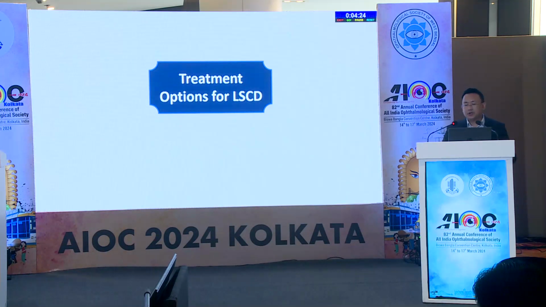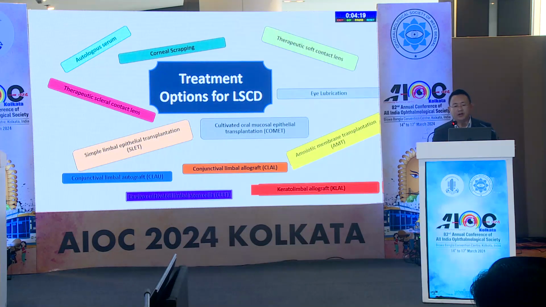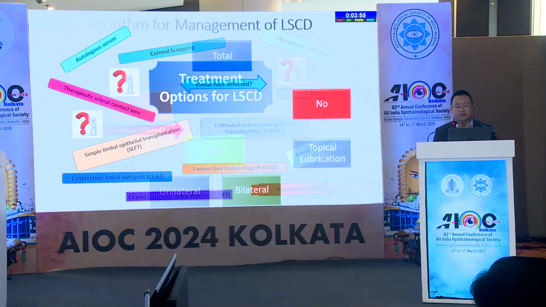For treatment options of limbal stem cell deficiency, we have a variety of options, starting from eye lubrication, autologous serum, corneal scraping, soft contact lens or scleral contact lens, and various stem cell transplantations like SLET, COMET, AMT, CLAL, conjunctival limbal autograft, ex vivo cultivated limbal cells, and keratolimbal allograft. All these options are there, but we have to be very judicious and see which option will be best for which type of patient.